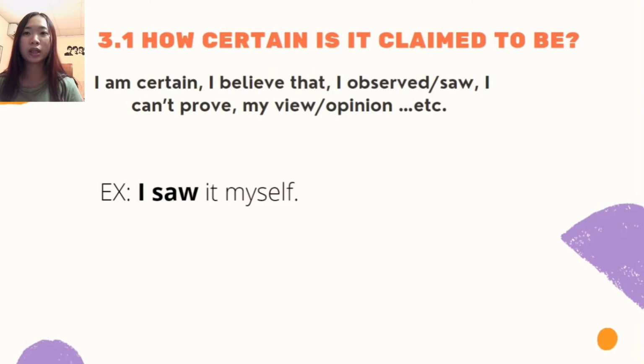So 3.1, how certain it is claimed to be. So how sure are we? Language shows the certainty of the claim. Words such as I am certain, I believe that, I observe, I saw, I can prove, my view, opinion, etc. However, it needs further justification to be acceptable. A claim may be acceptable as a guess or possibility, but its acceptability will be judged by more serious standards.